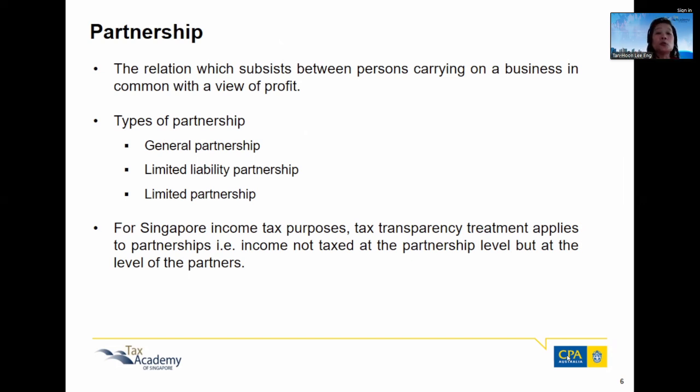You need to know that for income tax purposes, when we talk about partnership, it is actually tax transparent. What do we mean by that? It means we do not tax at the partnership level, but we tax income in the hands of the partners. That means the partnership will derive income, then we share it. How the sharing is made among the partners, and once the partner has this amount of profit share, it will be taxed in the name of the partners.